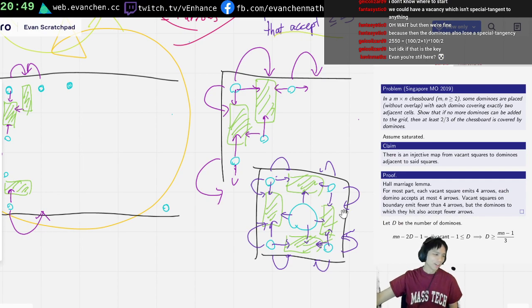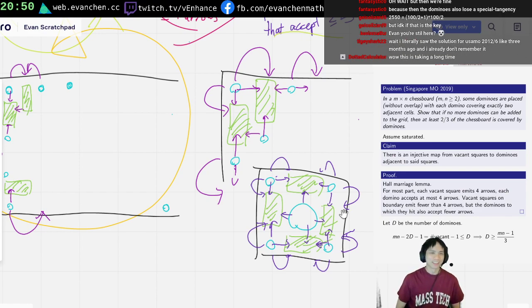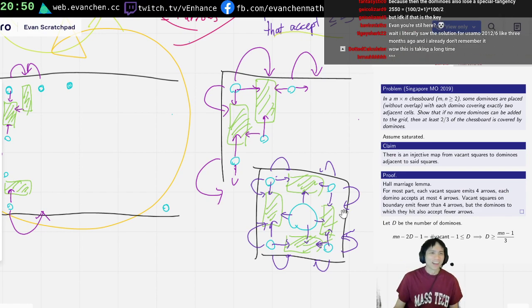Evan, you're still here. Yeah, we've been working on this Singapore problem. It's a really good problem, but I ran myself into a situation where I'm literally off by 1. I want number of dominoes at least mn over 3, and I have number of dominoes at least (mn minus 1) over 3. And now I have to finish this. I can't just give up at (mn minus 1) over 3.